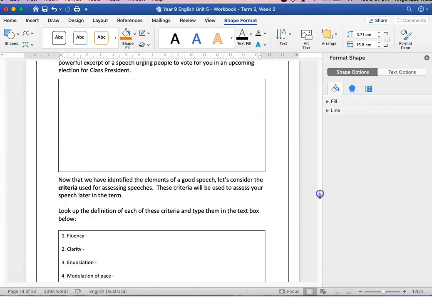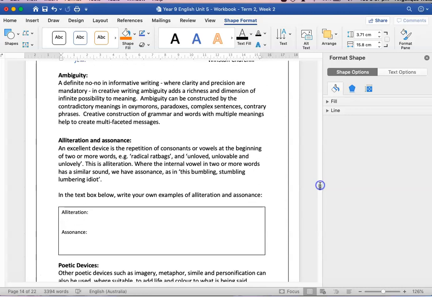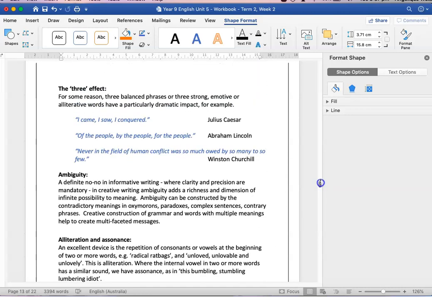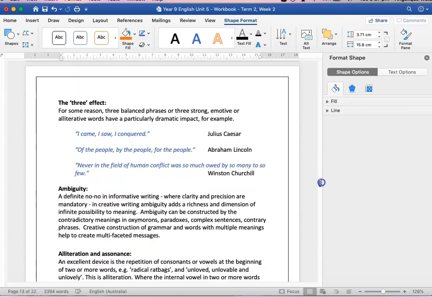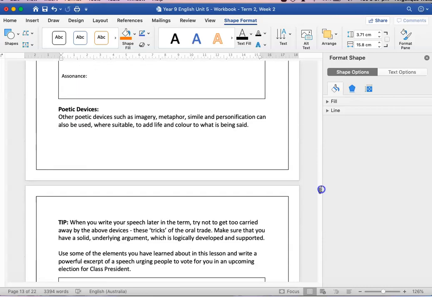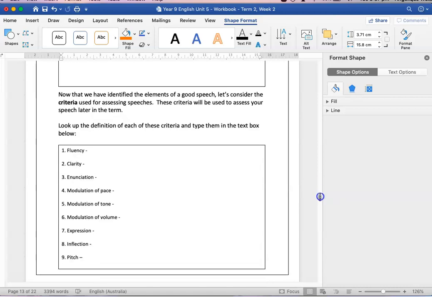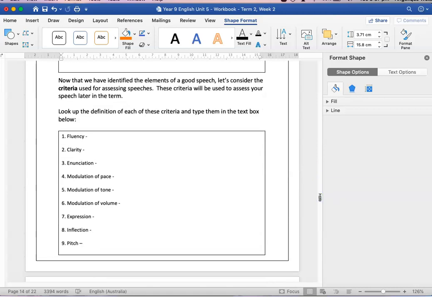As I mentioned, I will find a really good example for ambiguity and the crescendo elements, I couldn't think of one off the top of my head, because I'm feeling very tired at the moment. It's late at night, but I will find some examples for you and I will post them to the lesson. As I said, any questions at any time, please let your teachers know, and we will answer those for you.